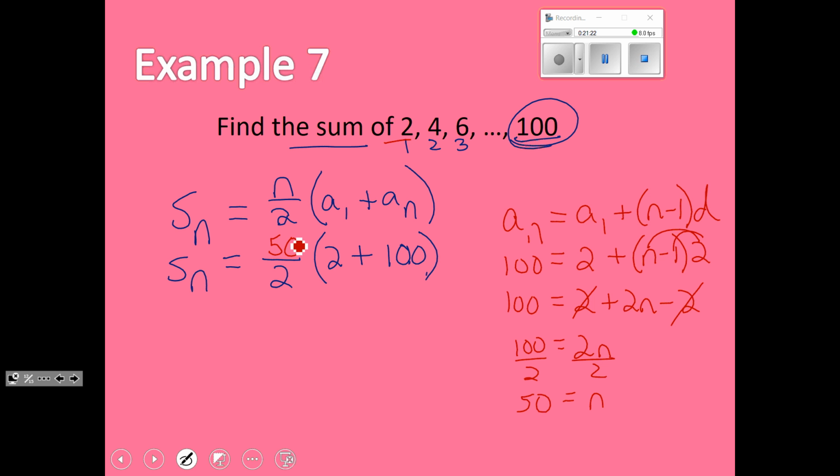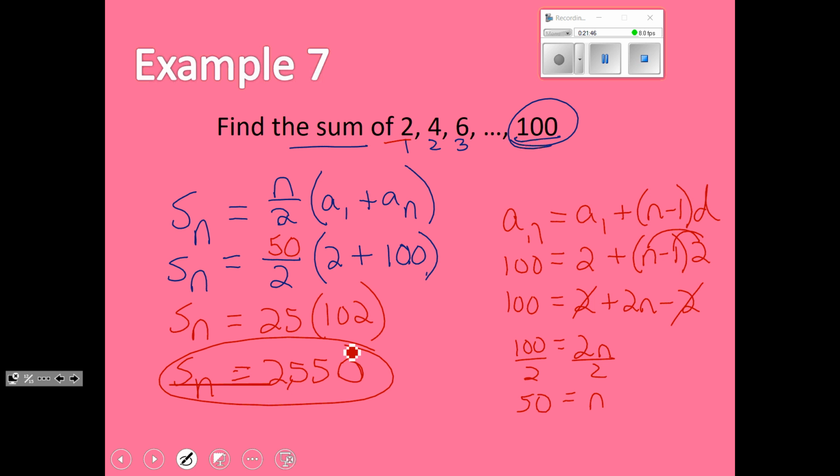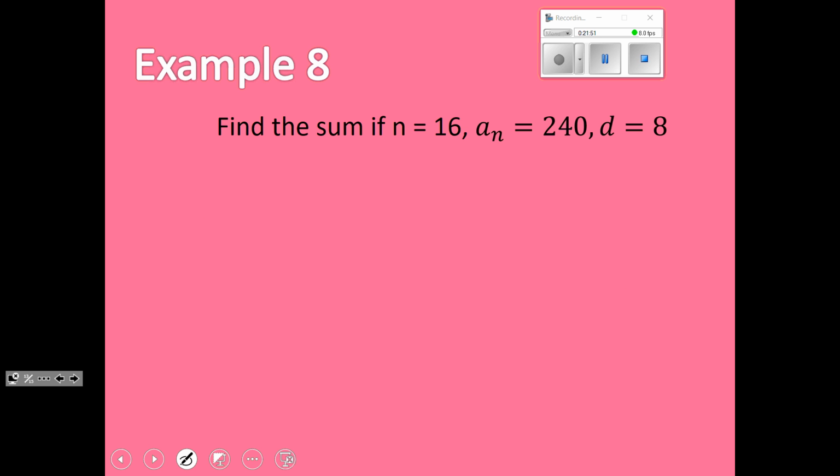So I'm going to go back and plug 50 in. And then we're just going to work this out. So this would be 25 times 102. And then 25 times 102 is equal to 2550. That is the sum, what you get when you add the first 50 terms from 2 to 100. Okay. So if it says find the sum, what are we looking for? We are looking for our S sub n formula.